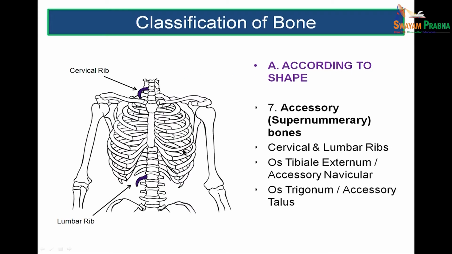Additional bones also include the cervical rib, wherein part of the cervical vertebra becomes a rib, or the lumbar rib, where a part of the lumbar vertebra becomes a rib. Other examples are os tibial externum, accessory navicular, os trigonum or accessory talus.